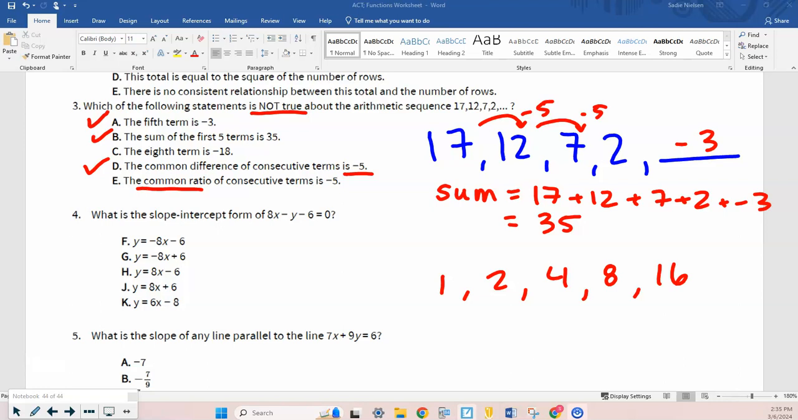Now, are we multiplying at all in these numbers? No, right? They're all subtracting. So E is the one that breaks down, right? E is going to be your answer. That's the one that's not true. Now, if you're like, well, we didn't check C, you're going to go back and check C, right? You just have to do 3 more numbers. So if we subtract 5 again, that would be -8. Subtract 5 again, -13. Subtract 5 again, -18. And so that is going to be your answer.